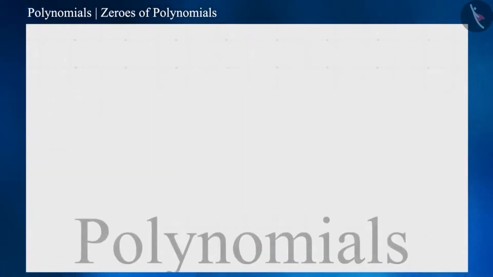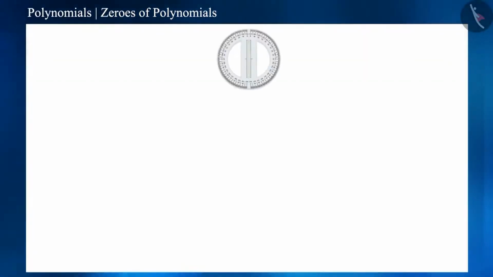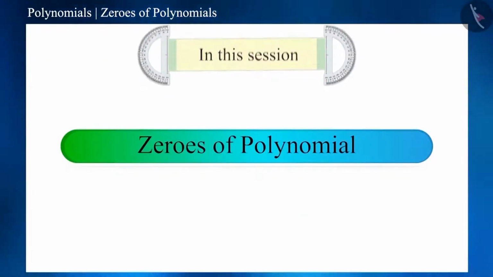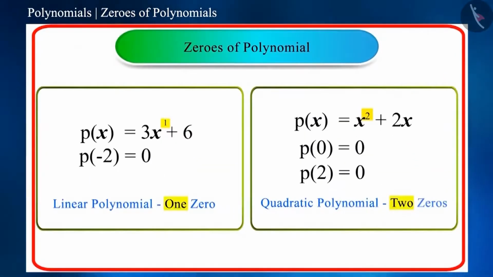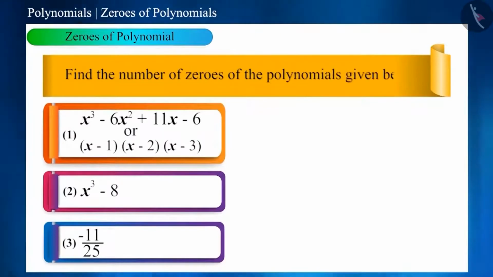Hello friends, welcome to this video of polynomials. Today we will learn some terms related to zeros of polynomials. As we know, the number of zeros of polynomials is determined by the highest power of variable of polynomials. Let's take a question related to this. Find the number of zeros of the given polynomials.